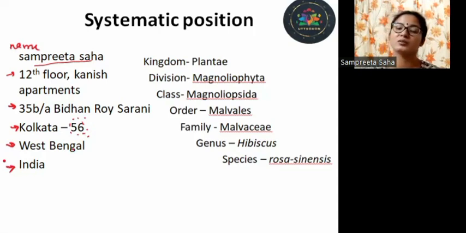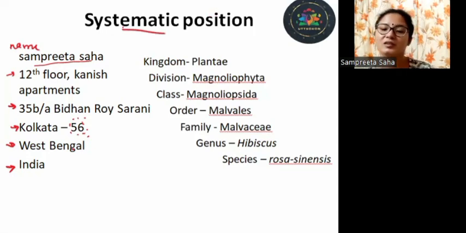Just like we had talked about 7 obligate categories, we are now talking about the details which are necessary for the postman in order to locate me. So the 7 obligate categories work in a similar way. What is systematic position? It is the description of the organism on the basis of several taxonomic categories. It is the description of an organism in terms of various levels to which it belongs.